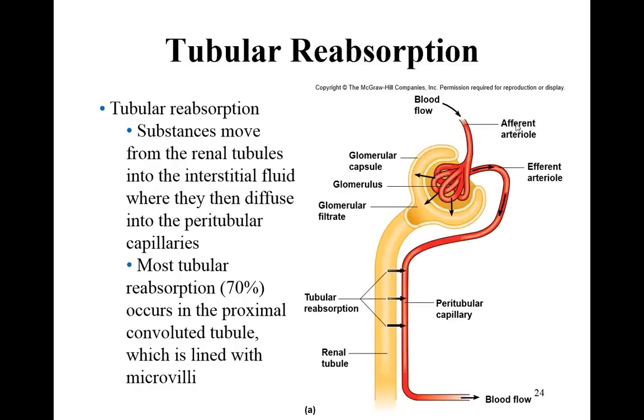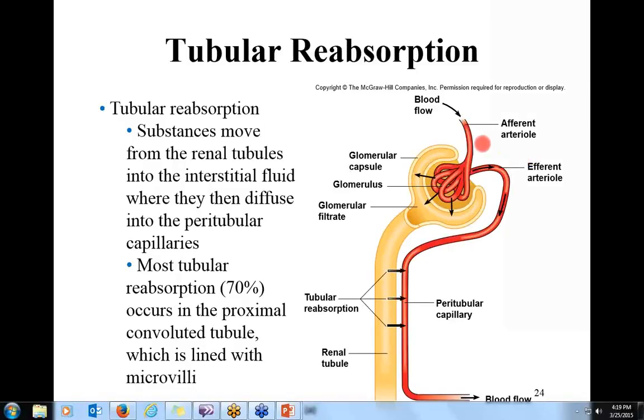One thing I did forget to mention, and I'm just going to talk about the afferent and efferent arterioles. The afferent arteriole leading to the glomerular capillaries is larger than the efferent arteriole. So that's always going to keep blood pressure kind of high to the glomerular capillaries.